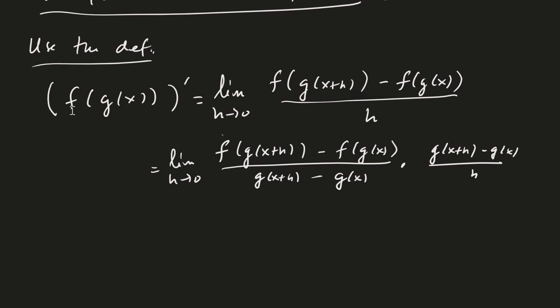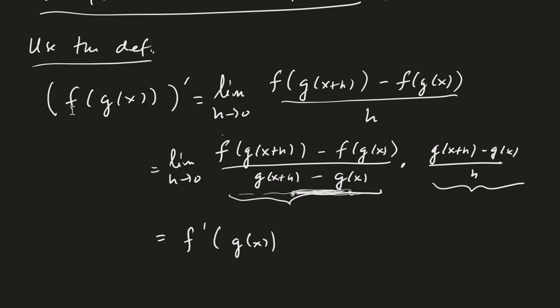And so what we have here now, notice that this first expression is expressing the rate of change of f in the numerator with respect to whatever it's acting on in the denominator, right? And so this first expression here is actually, in taking the limit, going to be the derivative of f, but evaluated not at x, but at g of x. And this second expression is g prime of x. And that is the chain rule.